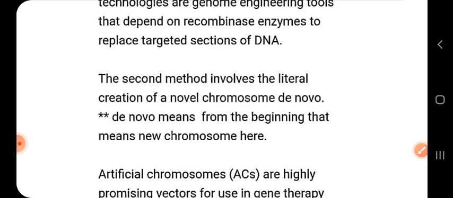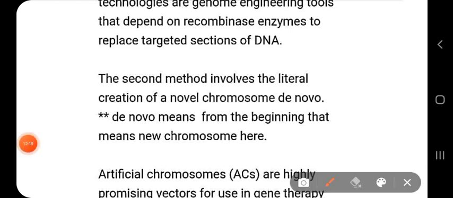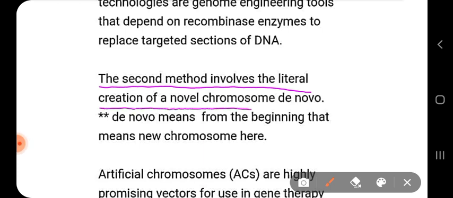The second method involves the literal creation of a novel chromosome, de novo. De novo means from the beginning, that means new. So we are creating a new artificial chromosome. This is the second method. De novo is normally used for the creation of a novel chromosome.